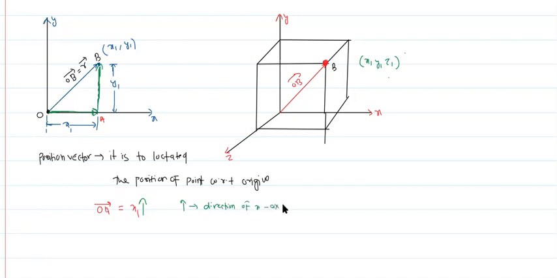If you break this vector into components, one component comes along the x-axis and one goes along the y-axis. So x1 is the component of the r vector.